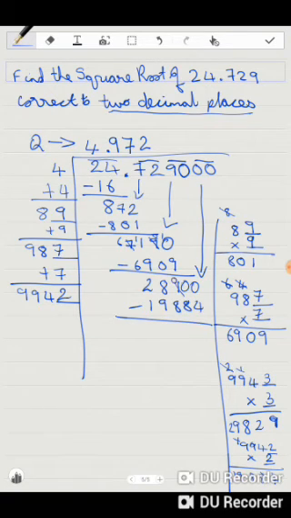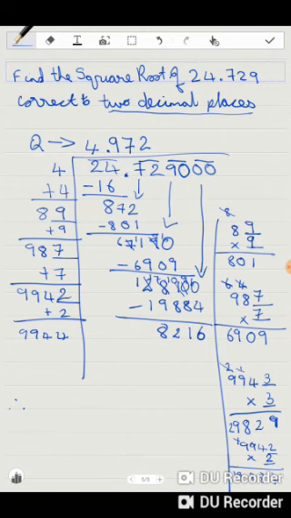This becomes 0, 9, 10. So this is 6, 1. This becomes 7 and 10, 2. This becomes 1 and 7, 8. And I add 2. So I get 9944.